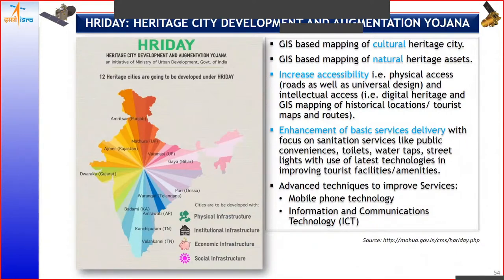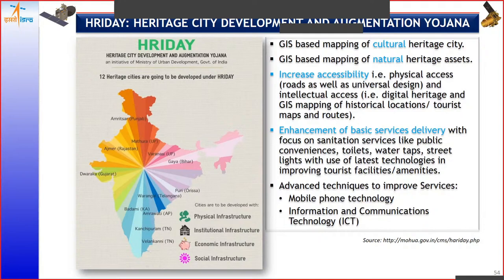Another good example is the HRIDAY program of the Government of India. HRIDAY is a major program where 12 cities across the country have been taken up, aiming towards mapping of heritage within those cities. Of the heritage, you know that there are two types: cultural heritage and natural heritage.